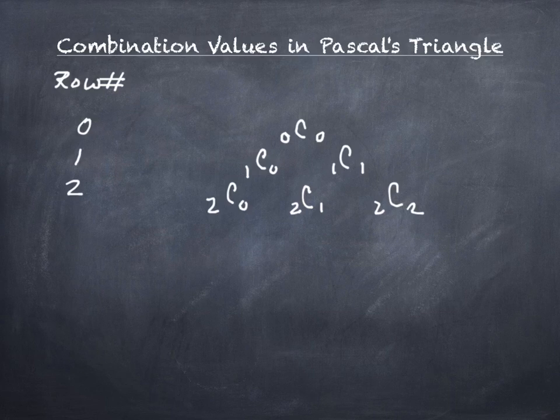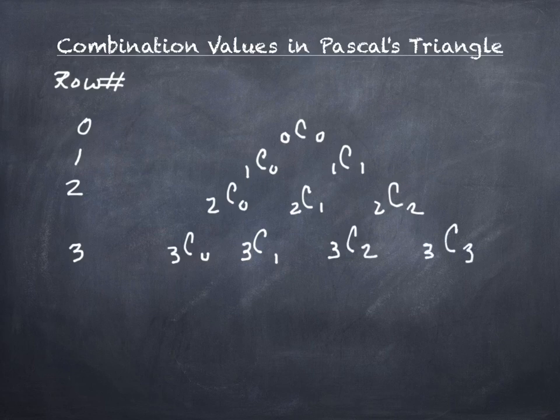Okay, so this is row 3 next. So it starts with 3C0 on the outside, right? And then directly underneath that 1C0 is 3C1. And then I have 3C2. And then I have 3C3 on the far outside.